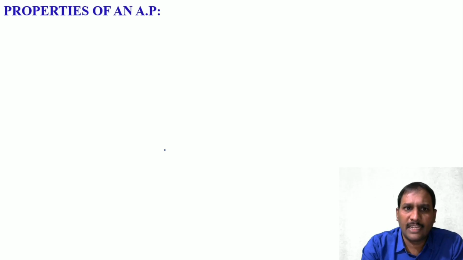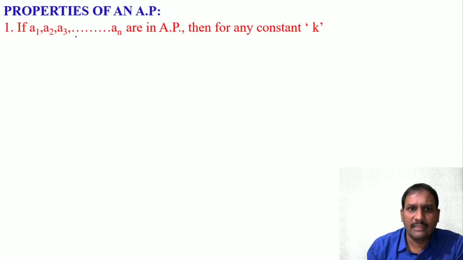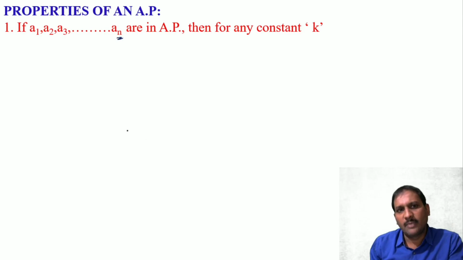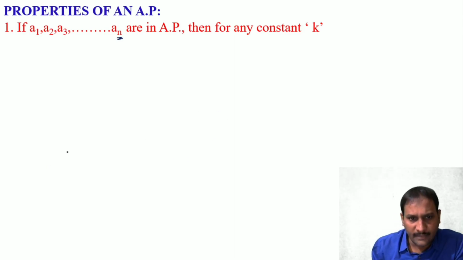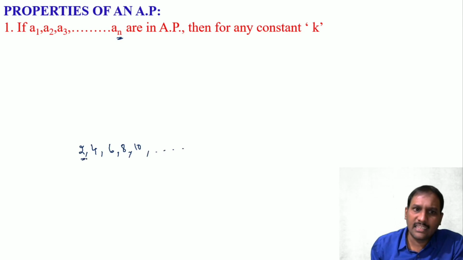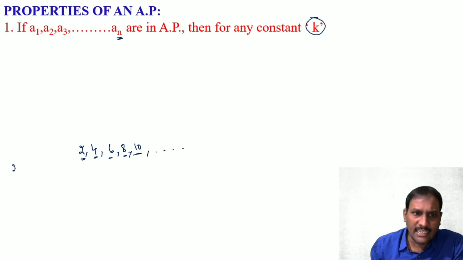So the first property. Let us say A1, A2, A3 and so on up to AN are in AP. Then for any constant K. Before explaining the property, I'll tell you something here. Let us take 2, 4, 6, 8, 10. These are the terms which are in AP. Now if you want to add some constant, let us take it as 2. So add 2 to every term.